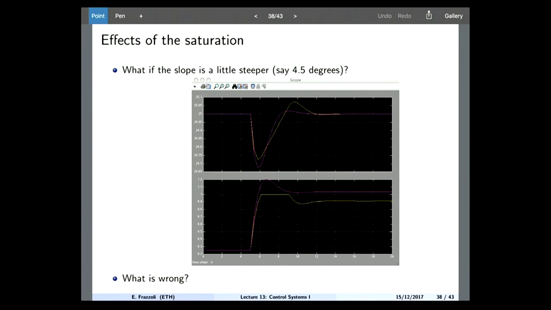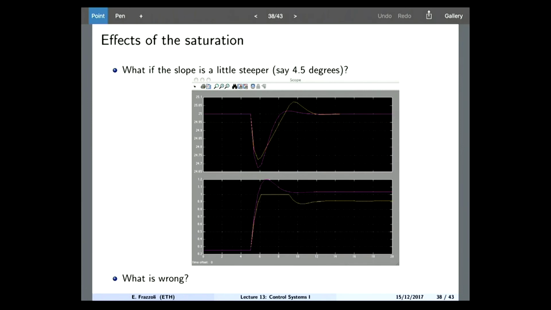Okay, so now purple is the response of your linear approximation. So look at what happens in this case. In both cases, as soon as you hit the slope, the speed will decrease. However, the integrator kicks in, and then you see that in the nominal, linear case, the speed will go up, and then nicely go back up to your desired speed.